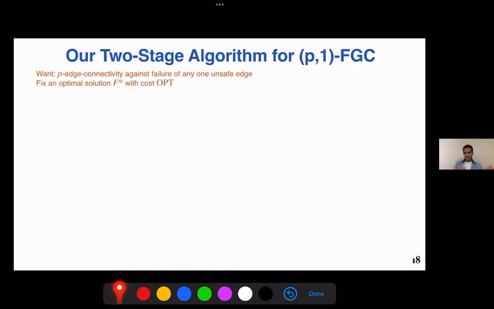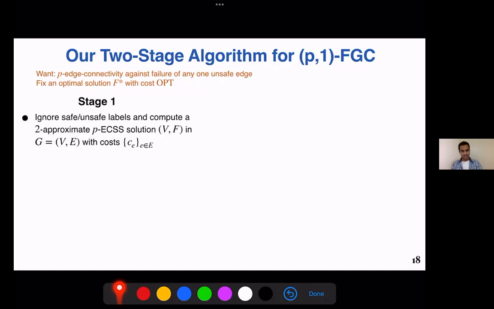Now let me focus on 2-stage algorithms for p,1 FGC and p,q FGC. Recall again that we want p-edge connectivity against failure of any one unsafe edge. So what we do here is in the first stage, we'll ignore safe, unsafe labels and simply compute a 2 approximate p-edge connected spanning subgraph solution in the given graph G with the given cost c. Since the optimal subgraph (V, F star) is already p-edge connected, the cost of F is at most twice of opt.